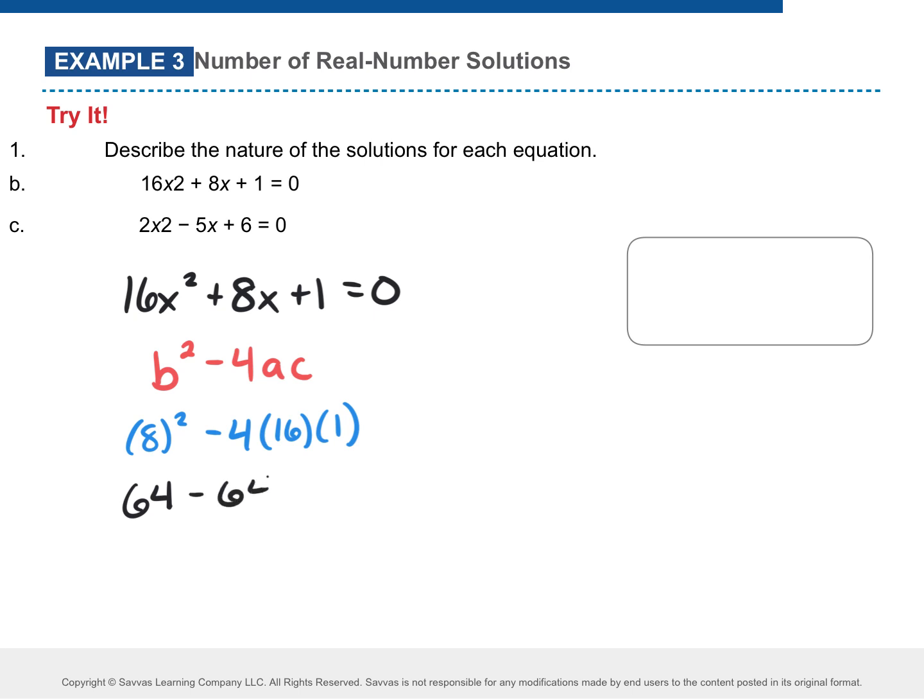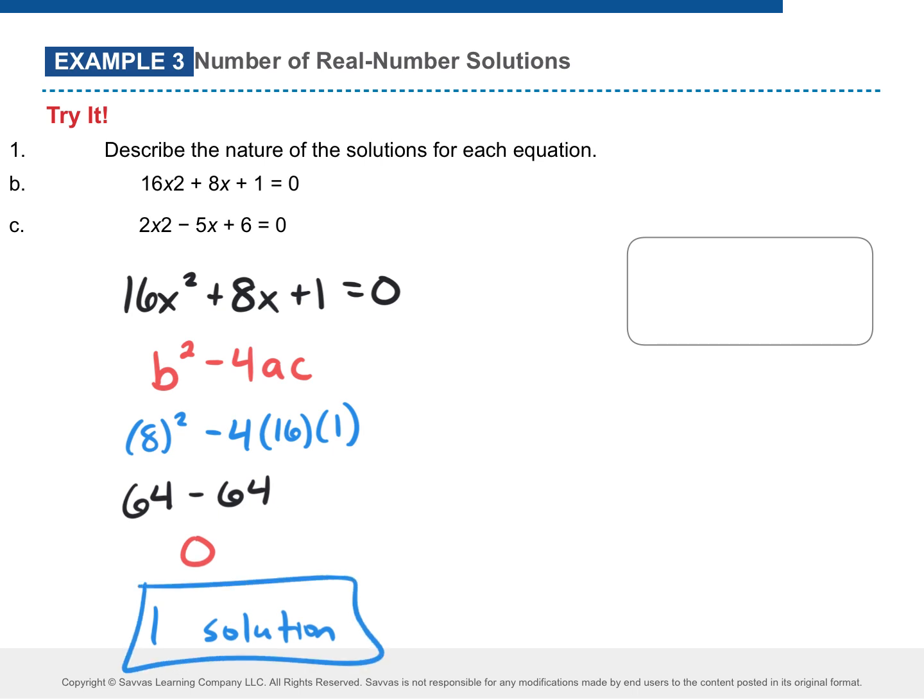Negative 64. Last thing I can do with those? 64 minus 64 is 0. Right, so look at our table that we made. If we get 0, how many solutions do we have? One. We have one solution. Yep. When you get 0 for your discriminant value, we are going to have one solution.